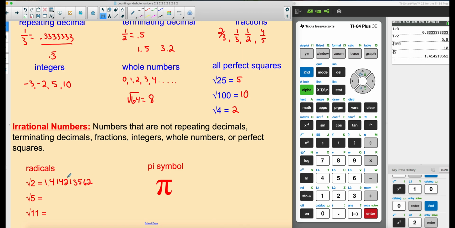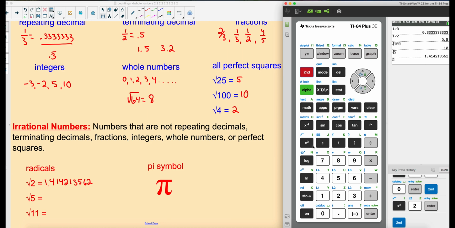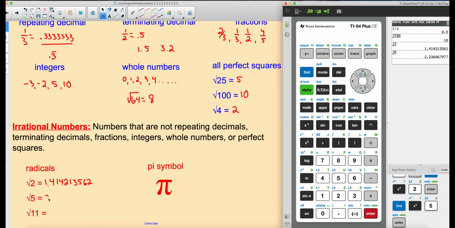That is an example of an irrational number. Same thing with radical 5. Let's put that in the calculator, right? We talked about that last week. Second, x squared, you put in 5, you hit enter. This time it's 2.23606 7977. None of these are repeating, guys. This is a crazy decimal. It goes on forever. This is what we call irrational.